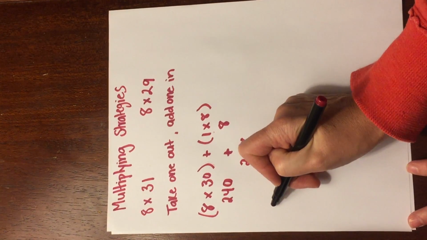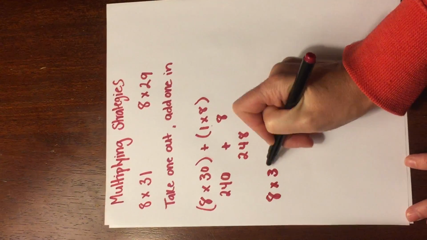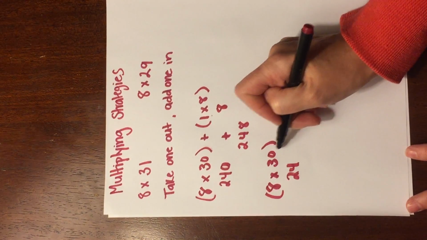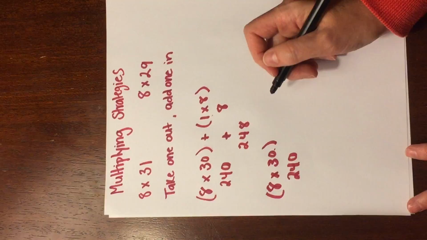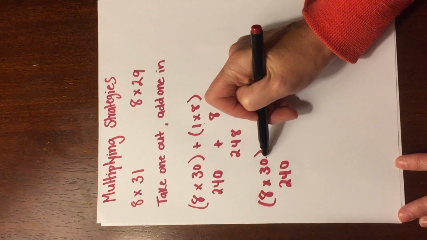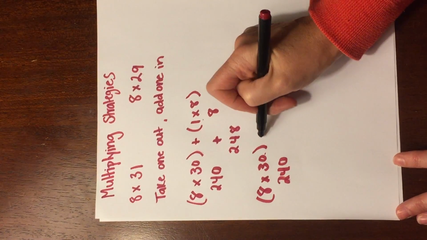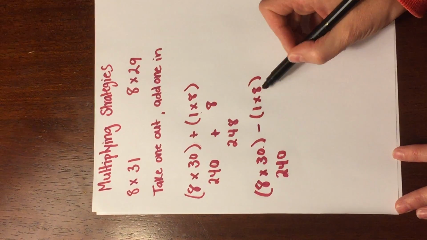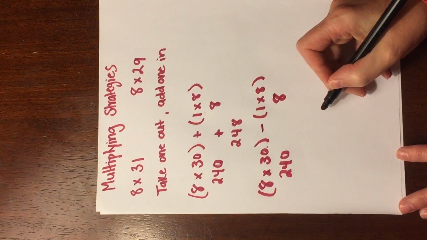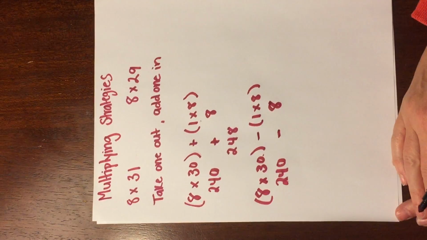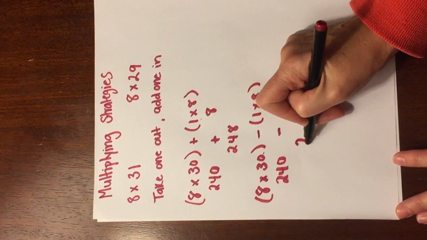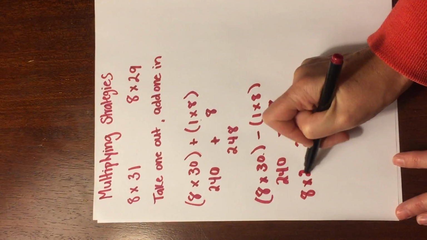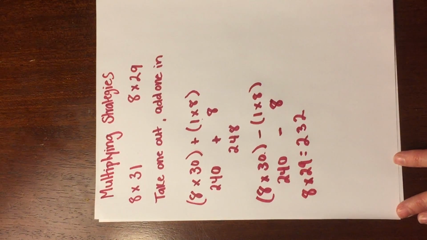So again, I take that 8 times 30, and I know 8 times 3 is 24. And I look at my number of zeros, I have 1, so I know 8 times 30 is 240. Now, here I added an 8 in, so I need to remember to take that 8 that I added in out. So I know 1 times 8 is 8. And if I subtract 240 minus 8, I get 232. And that's the answer to my original problem, 8 times 29 equals 232.